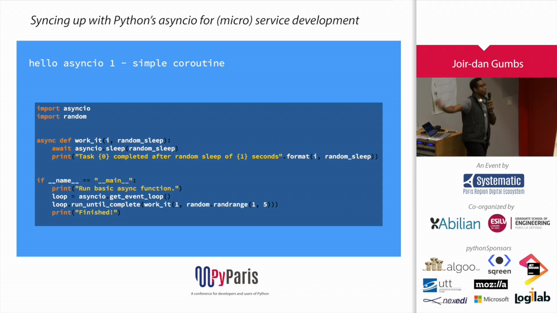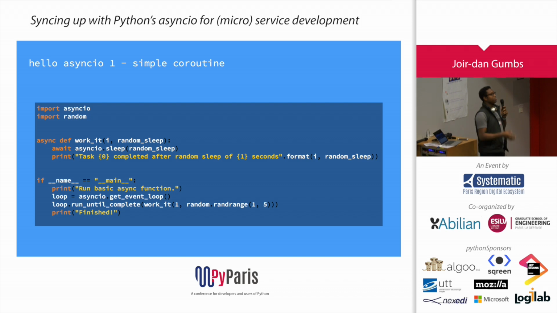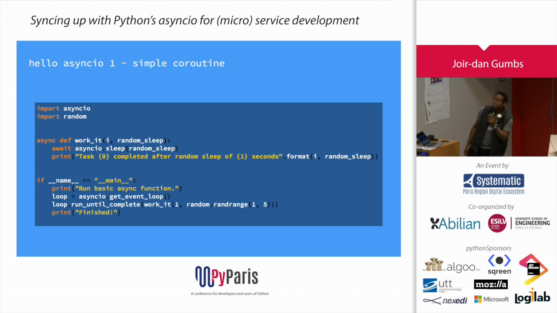There's also run forever, there's ensure future, there's a bunch of other ones, and I implore you to check out the documentation, and I'll be saying that throughout this. I'll give you a flavor so that you'll be able to build something quickly, but the documentation is very great for async IO for getting more information.